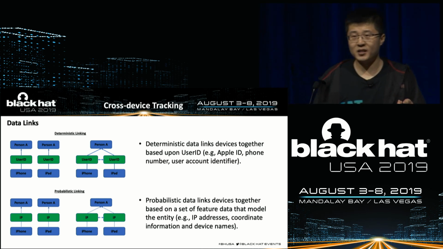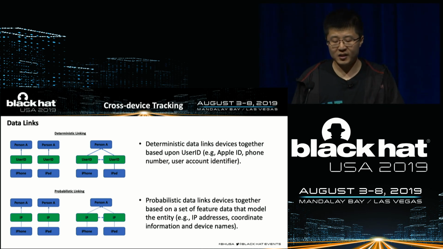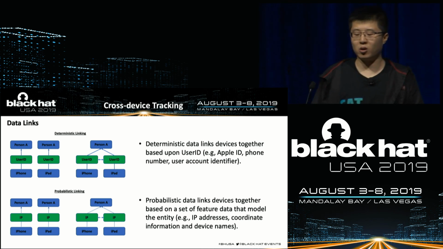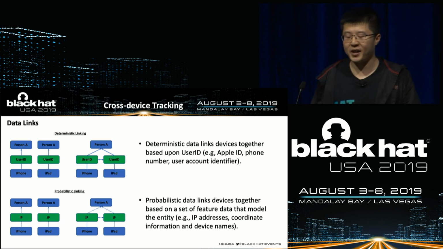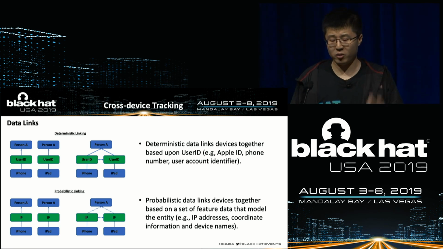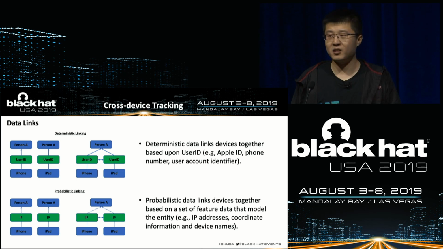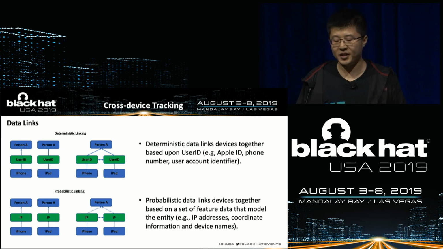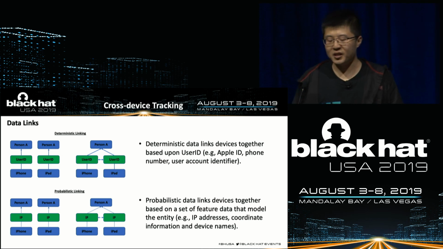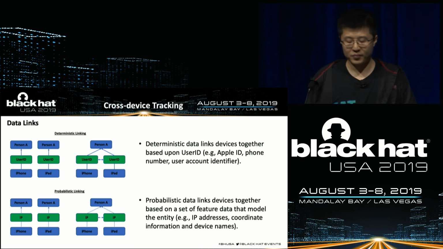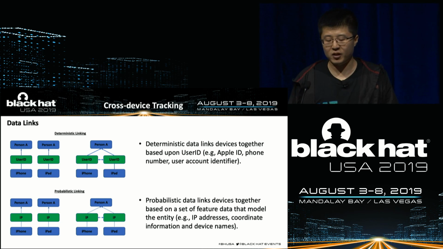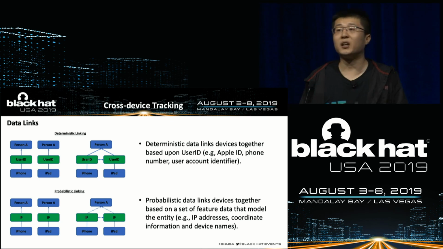information to link devices. With probabilistic data gathering from public APIs, it is still possible to do cross-device tracking through the device graph algorithm. Probabilistic data links devices together based on a set of feature data that models the entity, for example, IP addresses, URLs, coordinate information, and device names. The goal is to achieve a perfect matching of similar devices.